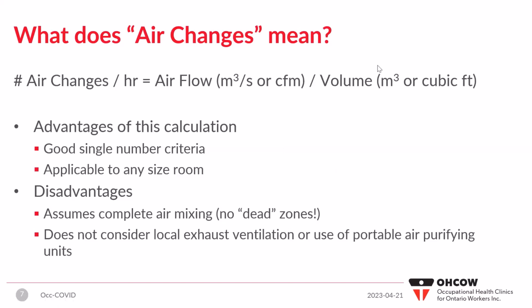There are some disadvantages. This assumes you have complete air mixing, so there's no dead zones. There's no dividers set up. There's no plastic dividers between areas to impede that room mixing. And it does not consider local exhaust ventilation or use of portable air purifying units. So air changes is not a perfect calculation. We do have better calculations when these other things are in place, but it's a nice, quick and dirty way of looking at how much air is coming in.